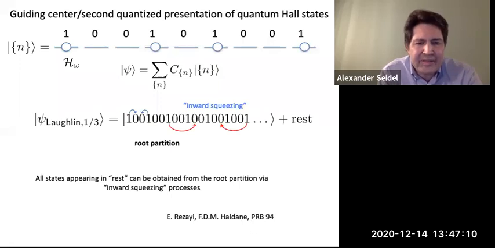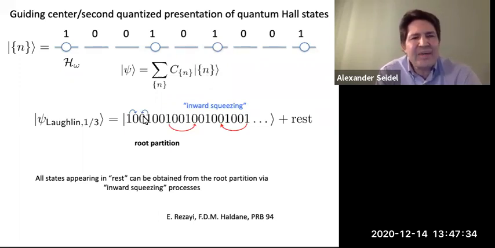Already in the mid-90s, Rezayi and Haldane made this observation that while it's a complicated structure, there's something interesting you can say about it. There is a special basis state in this called the root partition, very regular, 1, 0, 0, 1, 0, 0, such that all the other basis states appearing with non-zero coefficients have the property that they can be obtained from this root partition by inward squeezing processes.